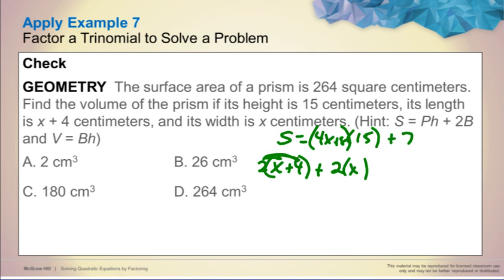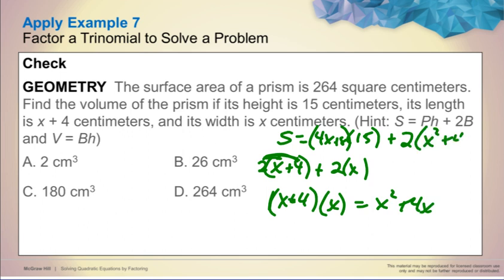And then I'm going to add 2 times the base. And the area of the base, I take my length, which is x plus 4, times the width, which is x. And that gives me x squared plus 4x. So if I put x squared plus 4x, this has to give me a surface area, which they said the surface area was 264.